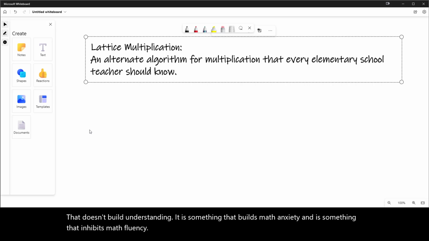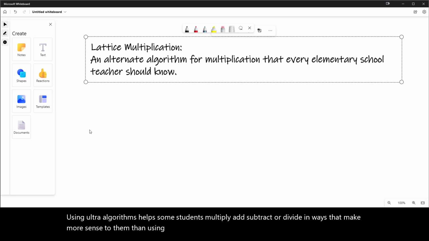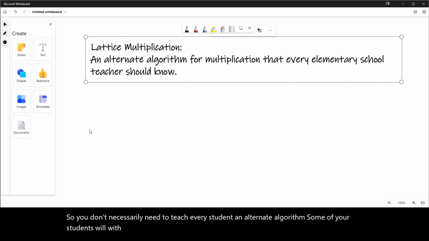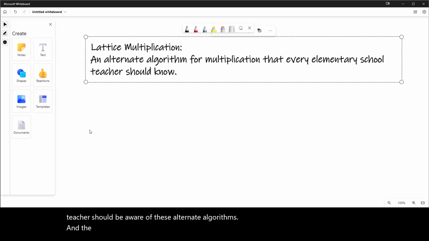Using alternate algorithms helps some students multiply, add, subtract, or divide in ways that make more sense to them than using the standard algorithm. So you don't necessarily need to teach every student an alternate algorithm. Some of your students will, with your good teaching, learn the standard algorithm just fine. But you as a teacher should be aware of these alternate algorithms. And the most important one for multiplication is the one I'm going to talk about today.